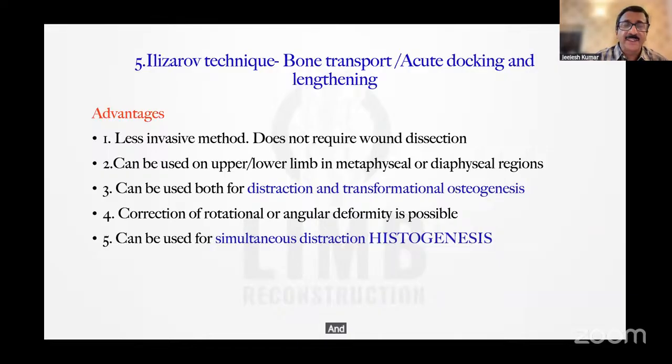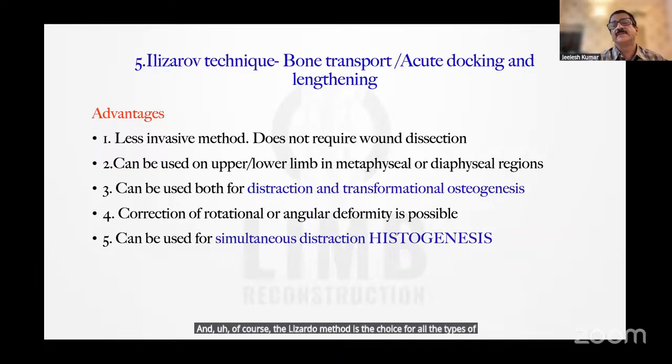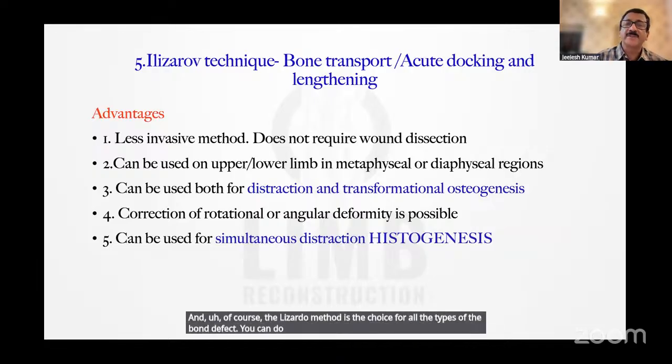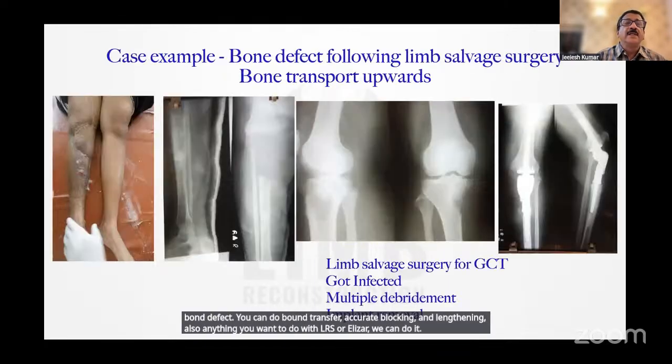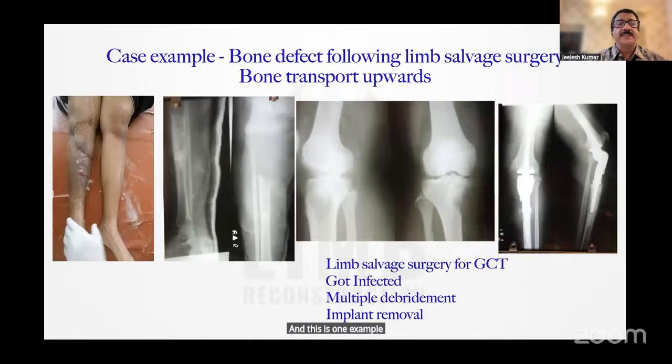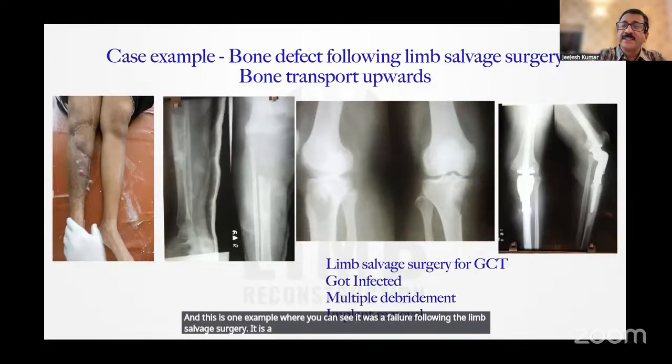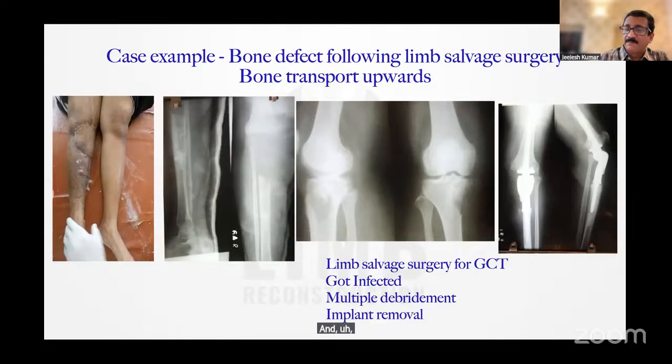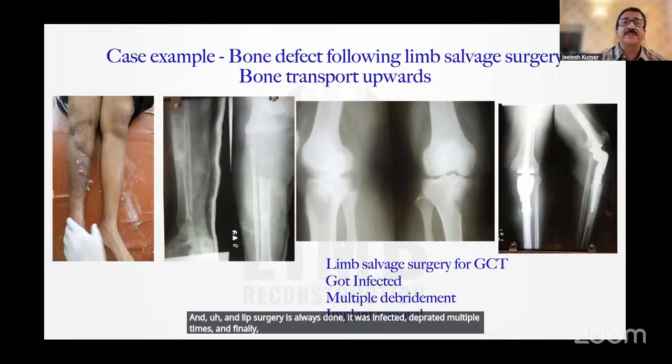And of course, the Ilizarov method is the choice for all types of bone defect. You can do bone transport, acute shortening and lengthening. Also, anything you want to do with LRS or Ilizarov, we can do it. And this is one example where you can see it was a failure following limb salvage surgery. It was a GCT, and salvage surgery was done. It was infected, debrided multiple times, and finally the implant was taken out.